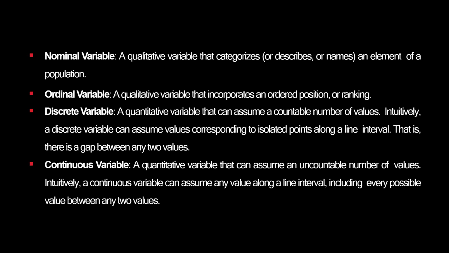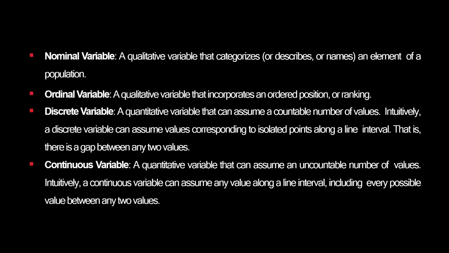And then you have the discrete variable. This is the quantitative variable which can assume a countable number of values. Another important point is that this variable can assume values corresponding to isolated points along a line interval. So when you mention your research findings on a line interval, they correspond to isolated points. That is, there is no gap between any two values; they are very closely related.